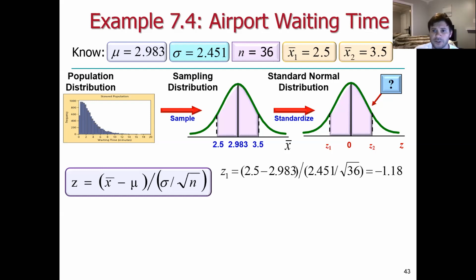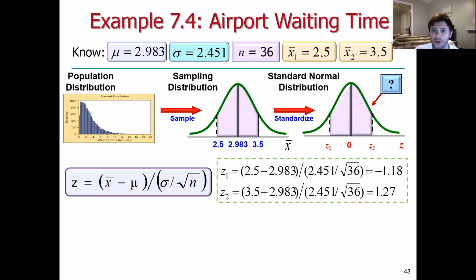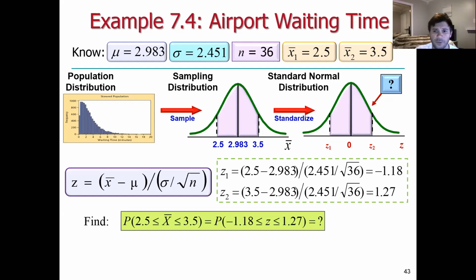Z2, the upper threshold corresponding to 3.5, gives us a Z-score of 1.27. So at this point, you should be able to go to your standard normal table. You're going to have to find the probabilities associated with Z values of 1.18 and 1.27. And we've now transformed the problem into finding the area in between those two thresholds. So once I get the table values for each of those, I'm going to go ahead and add them together.